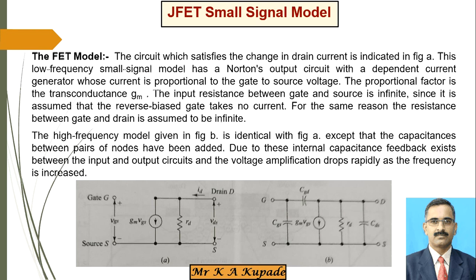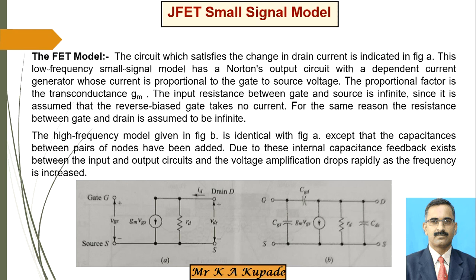See, here as usual the gate source voltage is controlling that particular current. Which current? Drain current, that means the output current. That is considered in the low frequency small signal model, with the Norton's output concept. Now the proportional factor is the transconductance GM. Here is the proportional factor, which I noted in this figure as GM into VGS.